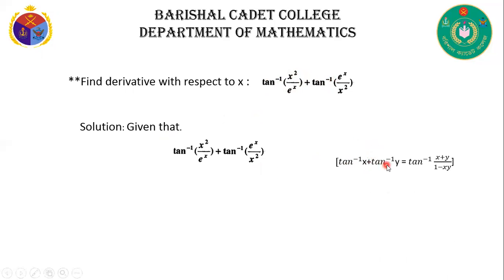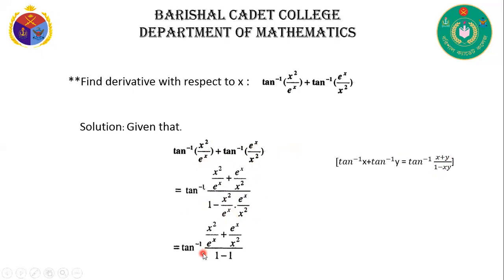We know tan inverse x plus tan inverse y is equal to tan inverse of (x plus y) by (1 minus xy). Applying this formula here, then we can write x means x square by e to the power x, and y means e to the power x by x square, by 1 minus (x square by e to the power x)(e to the power x by x square). Now here e to the power x, e to the power x cancel, x square cancel. That's why you can write tan inverse of (x square by e to the power x plus e to the power x by x square) over (1 minus 1).